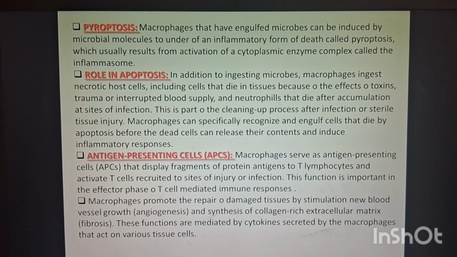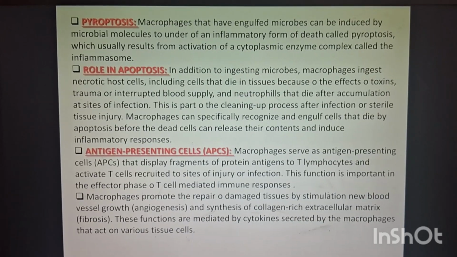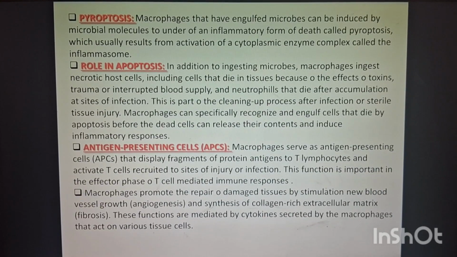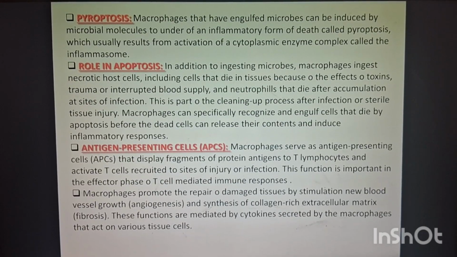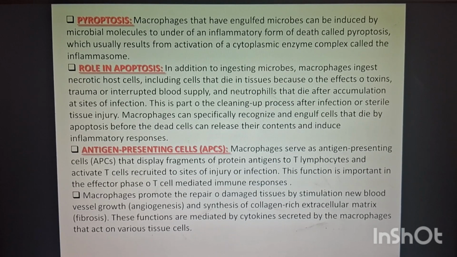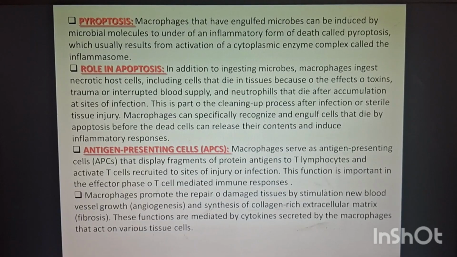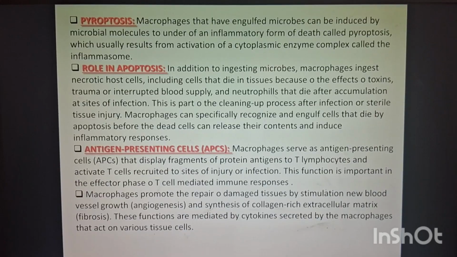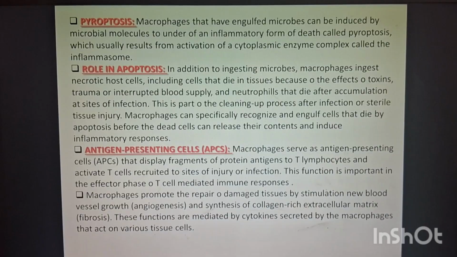Next, role in apoptosis. In addition to ingesting microbes, macrophages ingest necrotic host cells, including cells that die in tissue because of the effect of toxins, trauma, or interrupted blood supply, and neutrophils that die after accumulation at sites of infection. This is part of the cleaning up process after infection or sterile tissue injury. Macrophages can specifically recognize and engulf cells that die by apoptosis before the dead cells can release their content and induce an inflammatory response. And the last function is as antigen presenting cells.